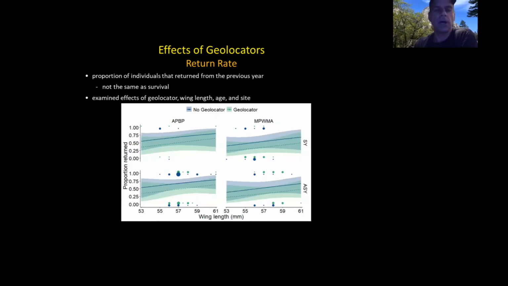So here are the results. There's a lot going on here, so let me walk you through it. For now, let's just focus on this upper left-hand panel. This is for second-year birds at the Albany Pine Bush Preserve.